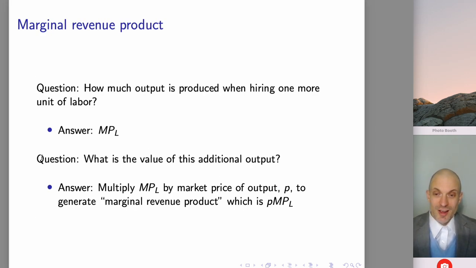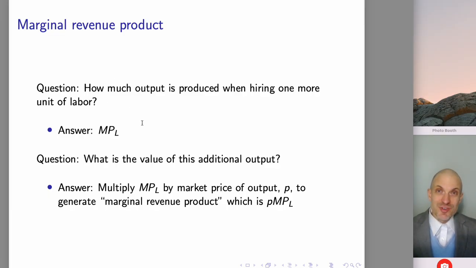The second question is, what's the value of this additional output? These are two separate questions. How much additional output, like how much physical output, do we get when we hire one more unit of labor? That's marginal product. How much physical output do we get when we employ one more machine, or whatever, unit of capital? That's marginal product of capital.